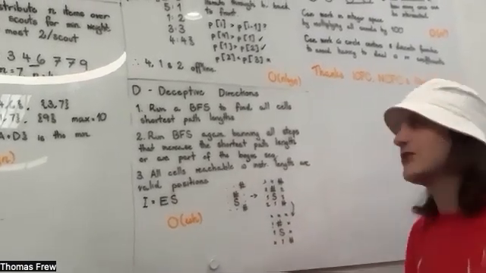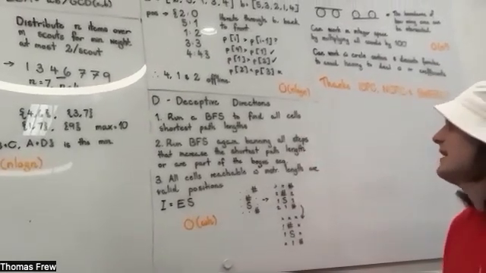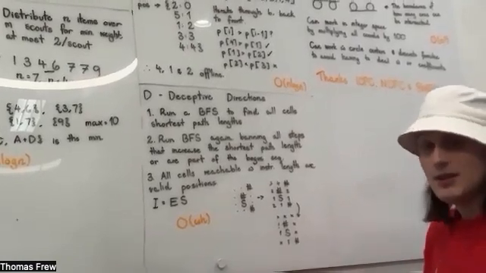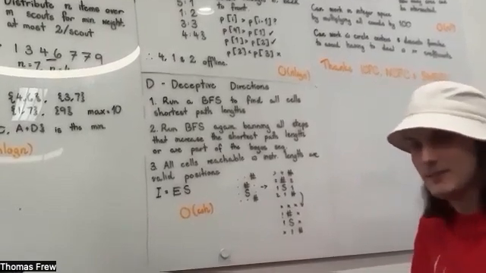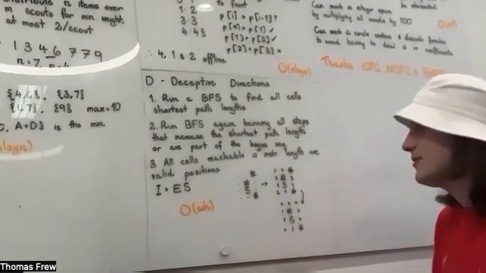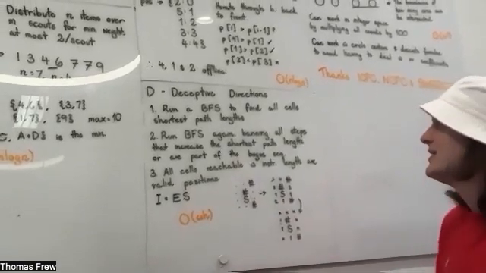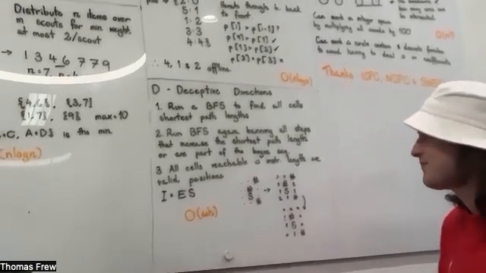Well, there's a fairly simple algorithm you can do to resolve this. First step is to run a BFS to find all the cells with the shortest path lengths. You know that the treasure was found on the shortest path from the starting point. That's part of the problem statement. So there's no other way to find the treasure if it's not the shortest path. So we find the shortest path length to every cell relative to the starting position.